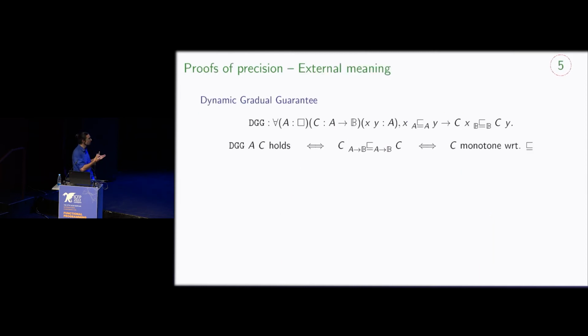Well, we can explain what it means in terms of a dynamic gradual guarantee. A dynamic gradual guarantee is saying that if I have a term x which is more precise than a term y, and a context for values in type A, applying the context to x should be more precise than applying the context to y at Boolean types.